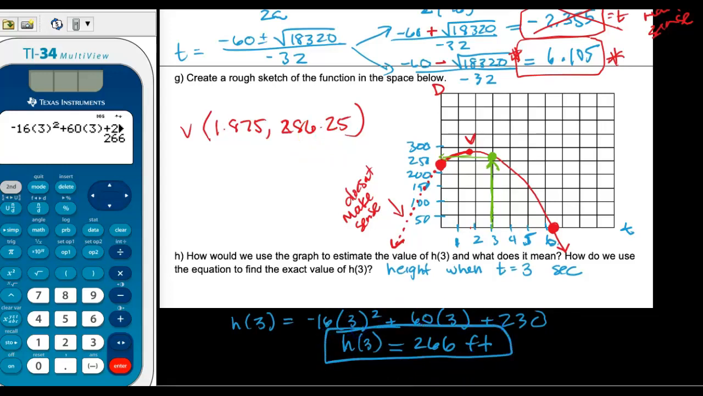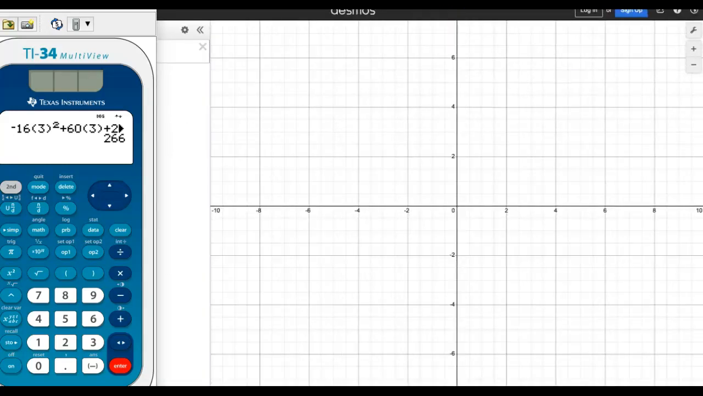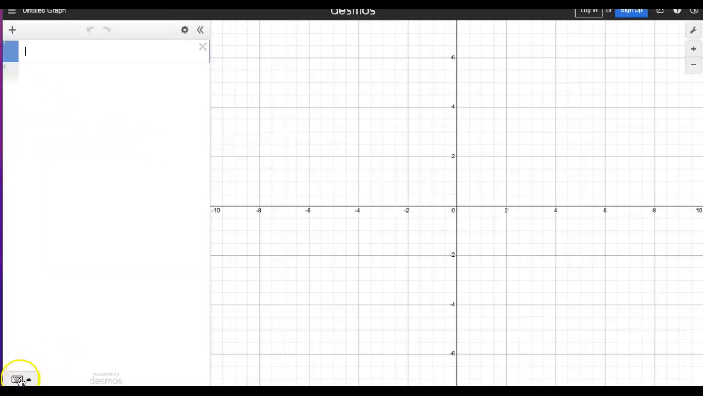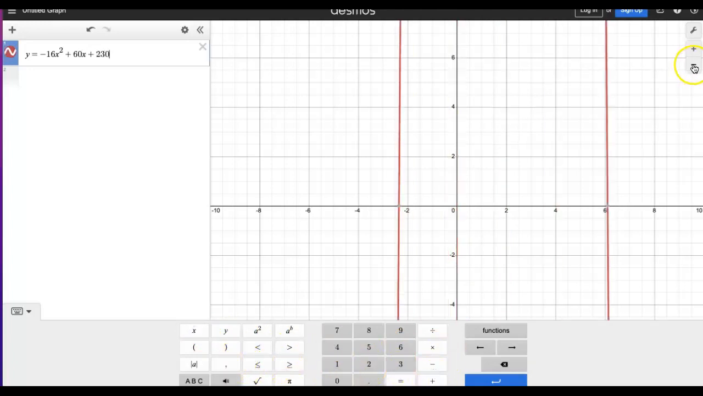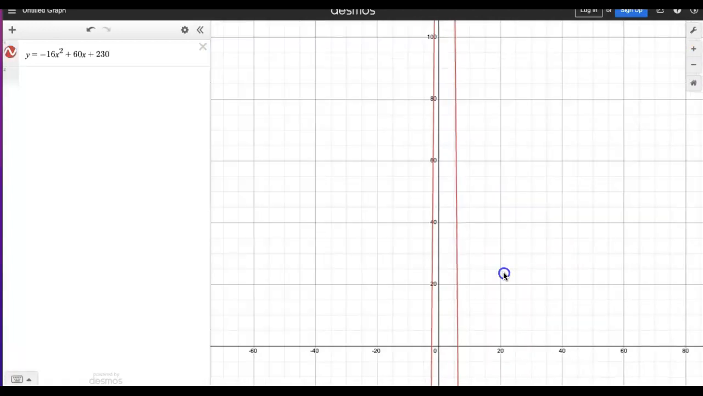And then just real quick, just to show you, you can always use Desmos. So remember, Desmos is a really good tool. Desmos.com, you just hit start graphing, and then you can put in your equation. So remember, it doesn't have function notation, so you just have to use y. So you'll do negative with the subtraction sign. They don't have a different negative sign. So negative 16x squared, so you have to only use x's and y's, and then plus 60x plus 230. Okay, and then we could just zoom out.